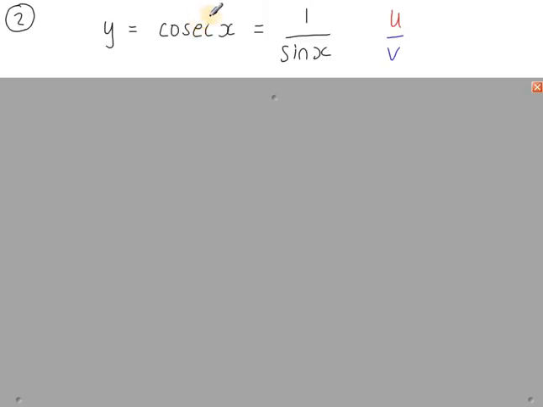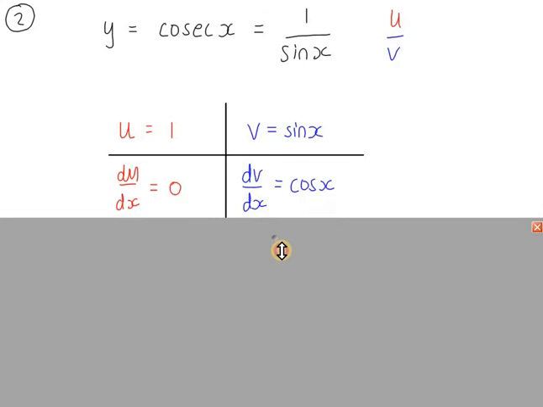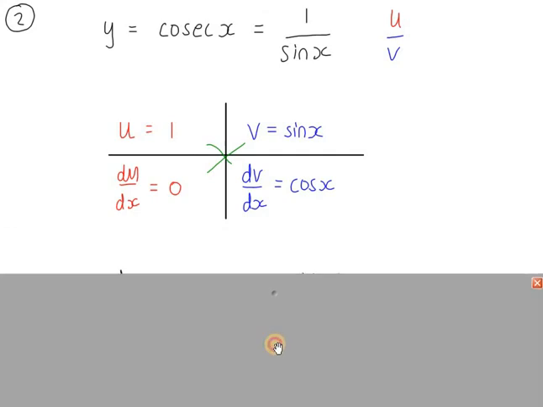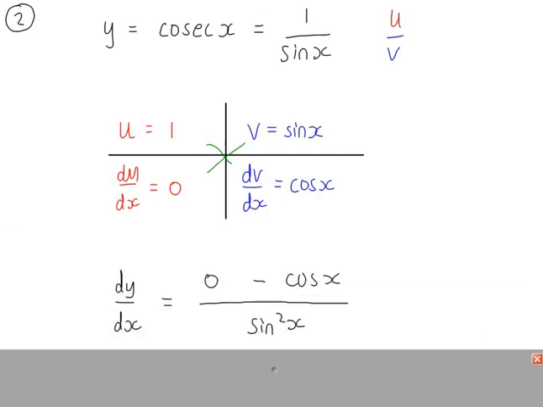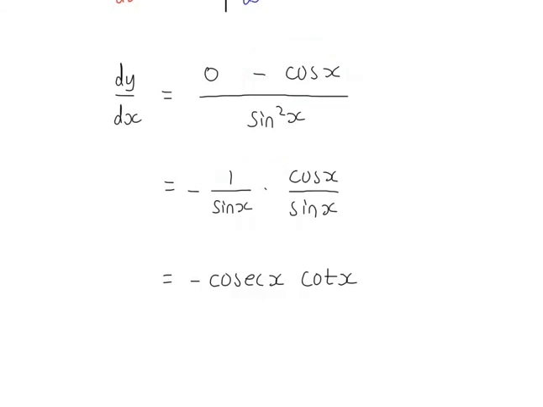Example 2, differentiating cosec x. Now cosec is 1 over sine, and if we use the quotient rule again, differentiating the constant will give 0, differentiating sine gives cos, cross multiply in this direction, then in this direction, and we have this, simplifying, gives these terms. All I've done here is the sine squared x, I've split that up as sine x times sine x. So in the numerator you've got minus 1 times cos x, there it is. In the denominator you've got sine x times sine x, which is sine squared x. And then simplifying, 1 over sine is cosec, and cos over sine is cot.